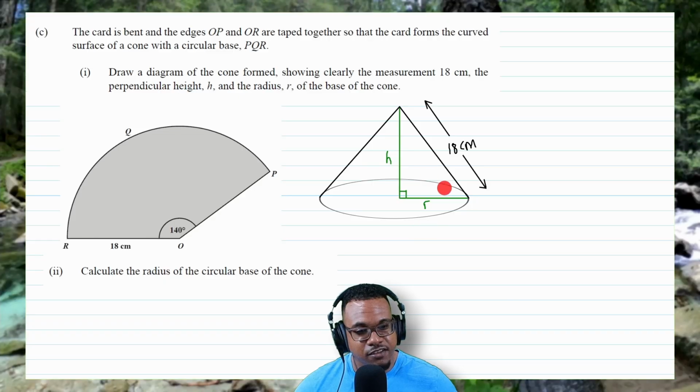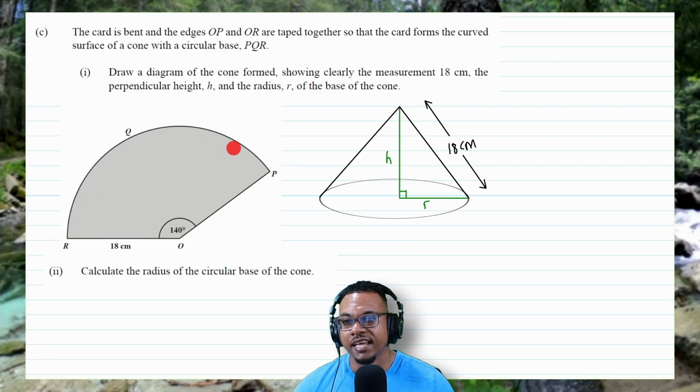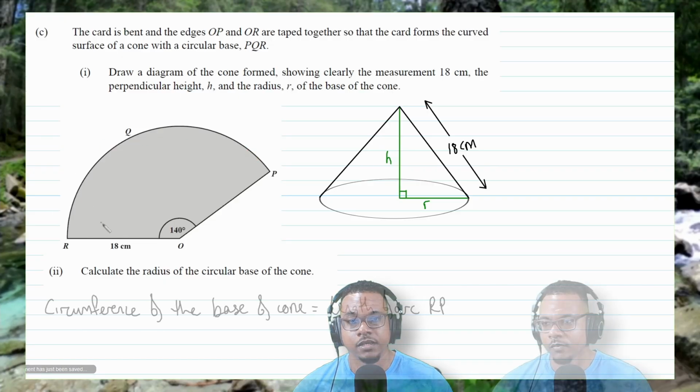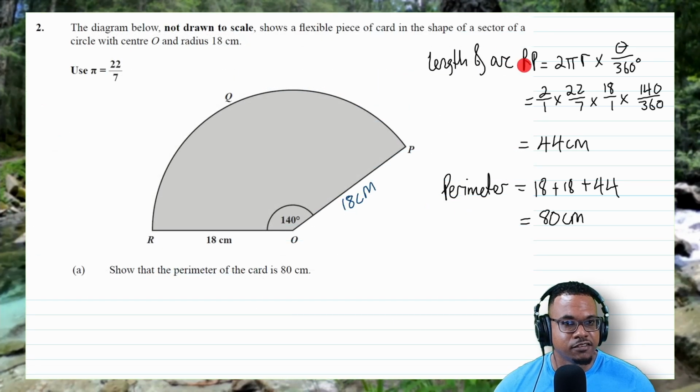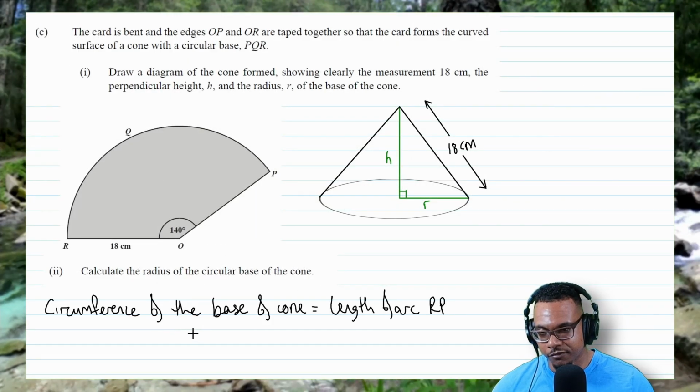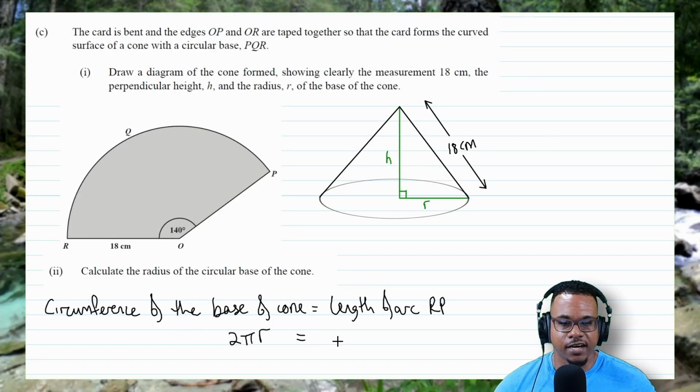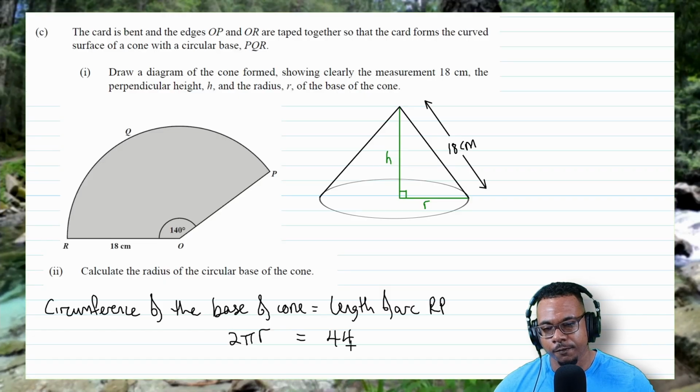And the circumference of the circular base of the cone is equal to the length of the arc RP, the length of the arc for the sector RP. So I wrote that the circumference of the base of the cone is equal to the length of the arc RP. And if we go back, we'll see that the length of the arc RP is equal to 44. So the circumference of a circle is 2 pi r, and that's equal to the length of the arc RP, which was 44.